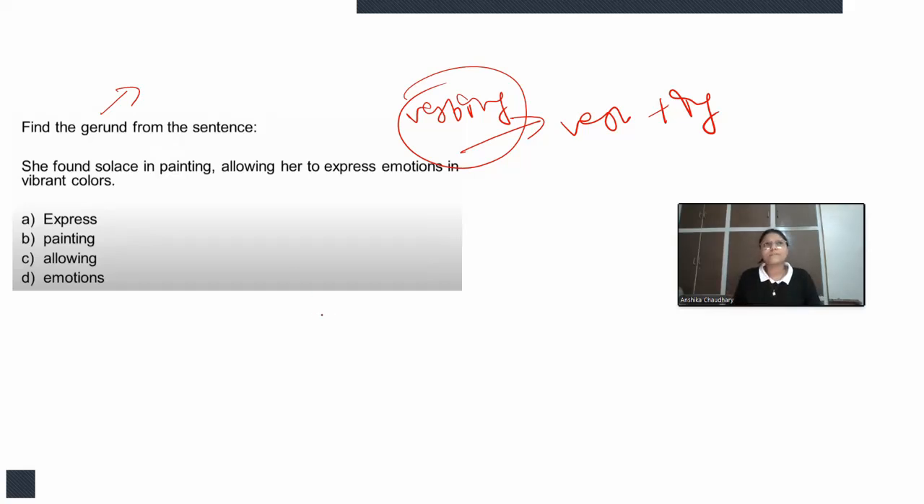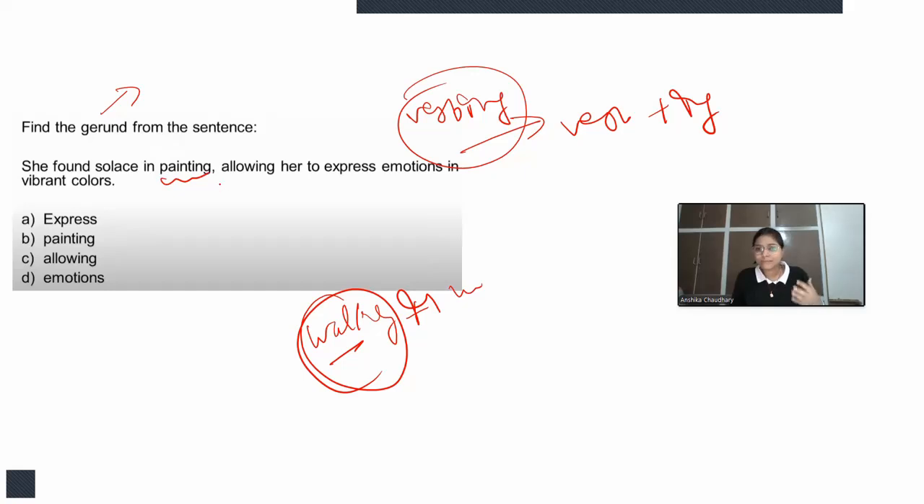For example, walking is good, right? Walking is good. So here it is working as a noun, not as a verb, right? But we have verb plus ing. So that is what a gerund is. So here, she found solace in painting. It is not that she is doing painting. No, no, no. It is not a verb. It is a noun, and we have verb plus ing, but it is working as a noun, right?